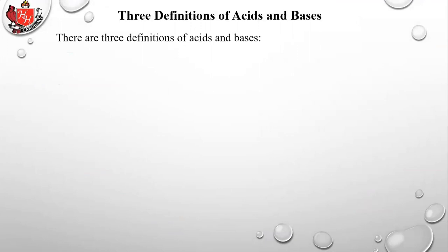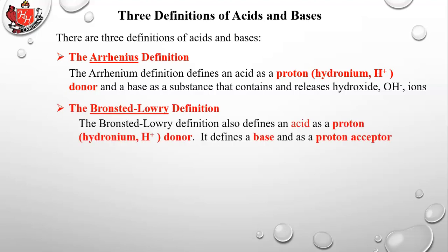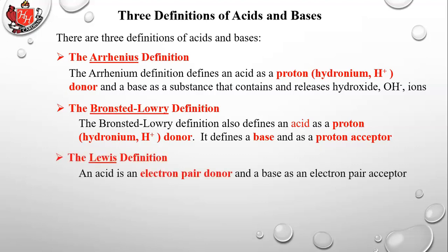So there are three definitions of acids and bases. The Arrhenius definition was the first one to appear, and it defines an acid as a proton, that's hydronium ion, donor, and a base as a substance that contains and releases hydroxide ions, OH- ions. The Bronsted-Lowry definition also defines an acid as a proton, hydronium ion, donor. It defines a base as a proton acceptor. In the Lewis definition, an acid is an electron pair donor and a base is an electron pair acceptor.